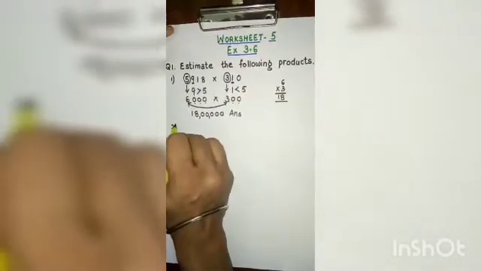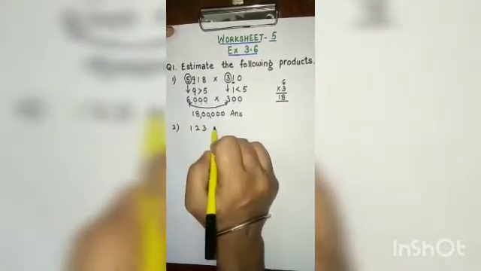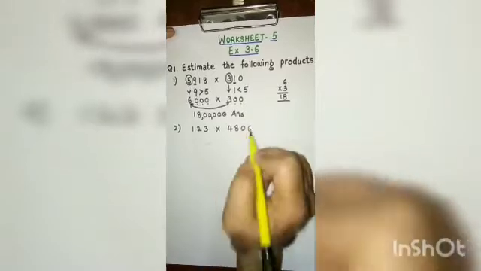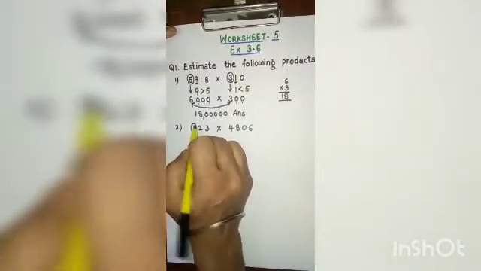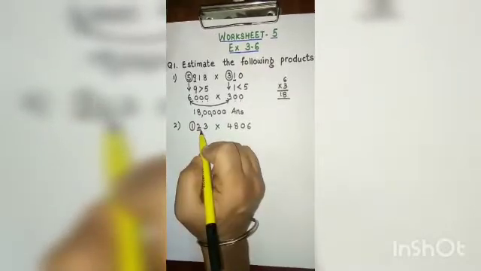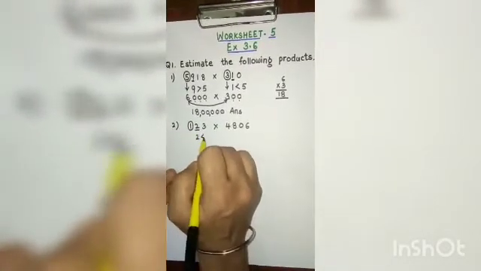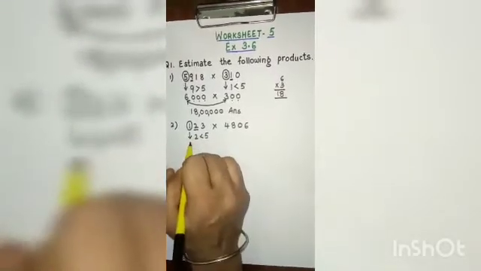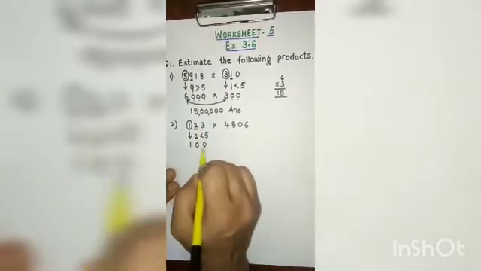Now let's take another example. 123 multiplied by 4806. Now again the rule remains the same. You have to see the first digit and the second digit to it. The second digit is 2, which is smaller than 5. So we will be writing the first digit as such and 2 zeros will be written.